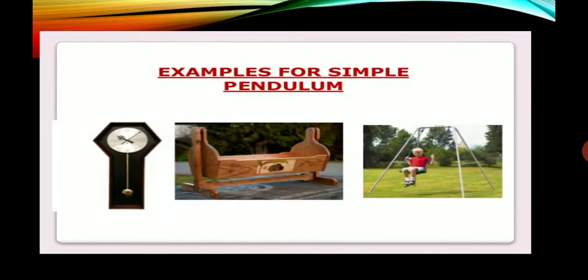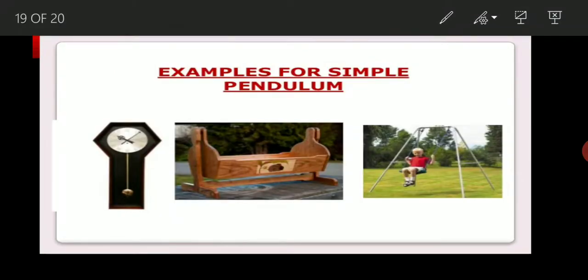Now here are some examples of simple pendulum. You can see that this is the simple pendulum clock, a swing, and this is also a type of swing. So these three examples show the movement, just examples of the simple pendulum. In this way they show the to and fro motion, and it also repeats its path. So these are known as the simple pendulum, but they are not an ideal simple pendulum.